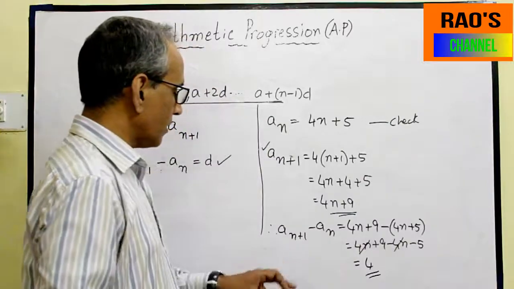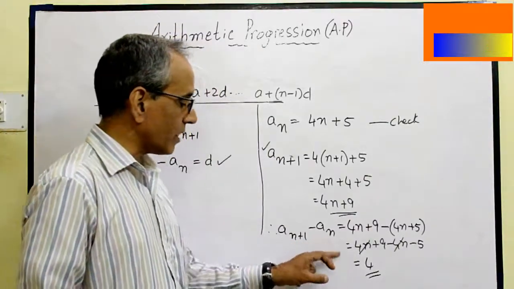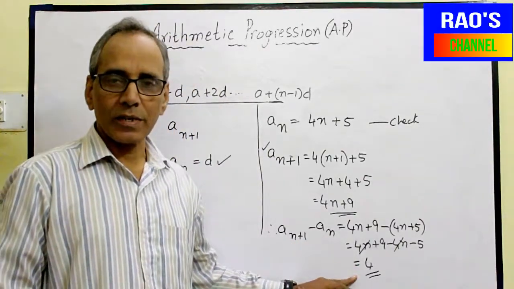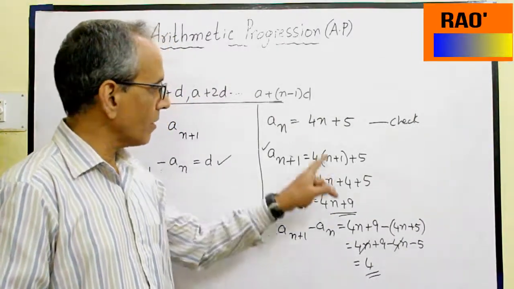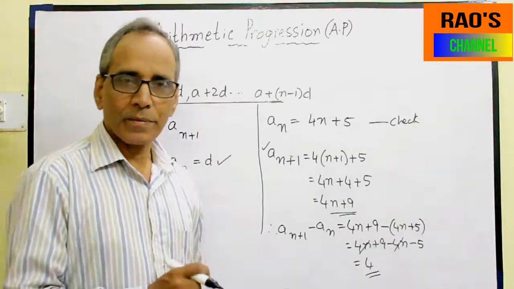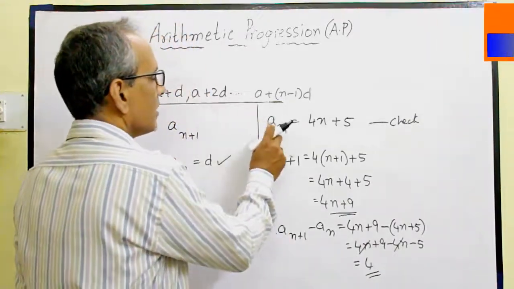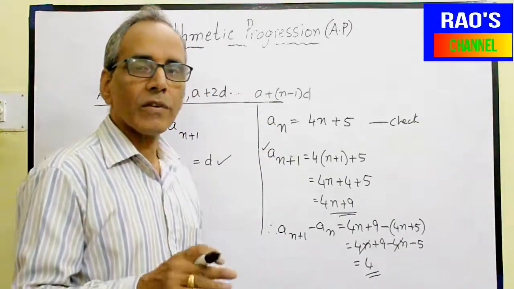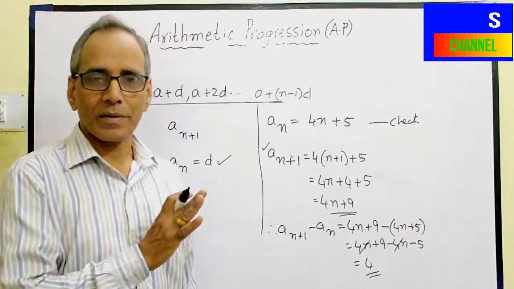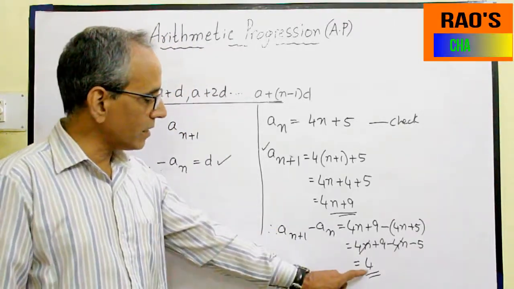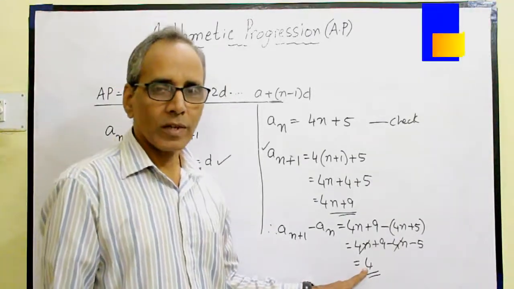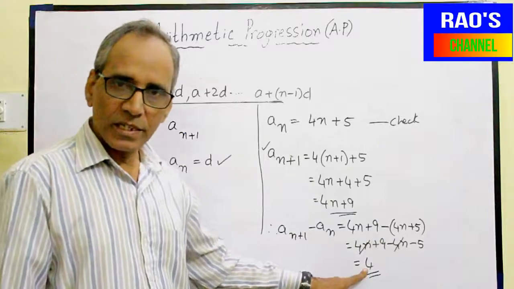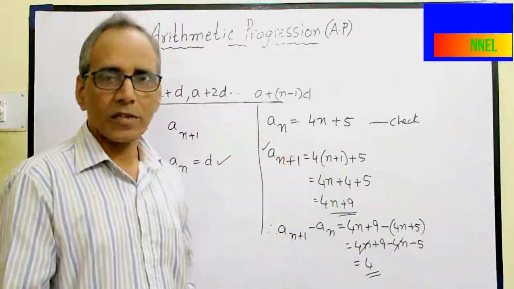See, we got the difference of two consecutive terms of an AP is 4, independent of n. Without any variable, we call this a constant. If so, we say that the series is an AP. If you get any variable along with the constant, that is 4 plus n or 4n, that is not an independent term, we say the series is not an AP.